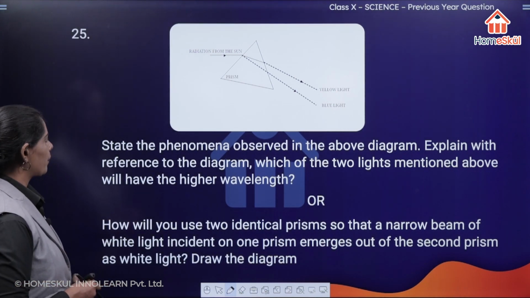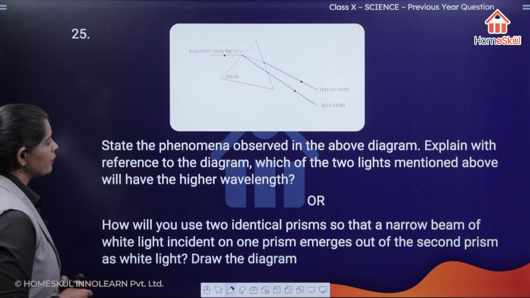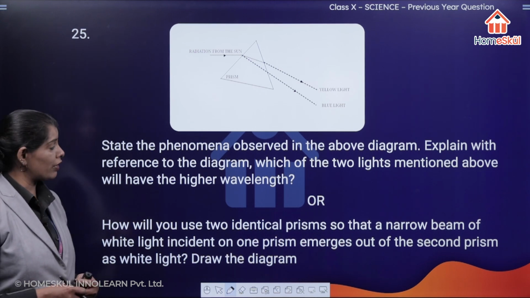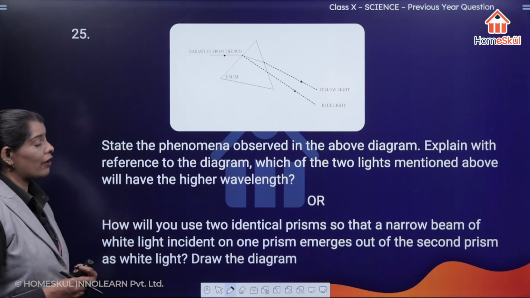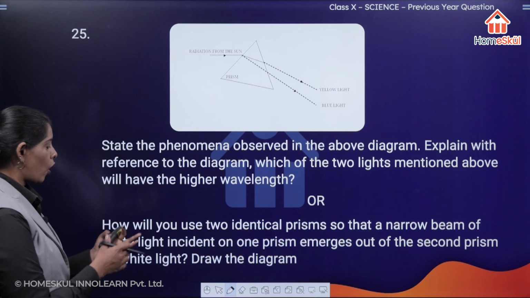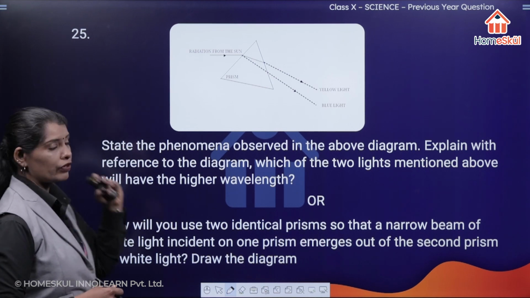Now, let's come to the next section, wherein we have question number 25 from section B carrying 2 marks. State the phenomena observed in the above diagram. Explain with reference to the diagram which of the two lights mentioned above will have the higher wavelength. There's an or question also. So, first of all, we'll go with the first one.